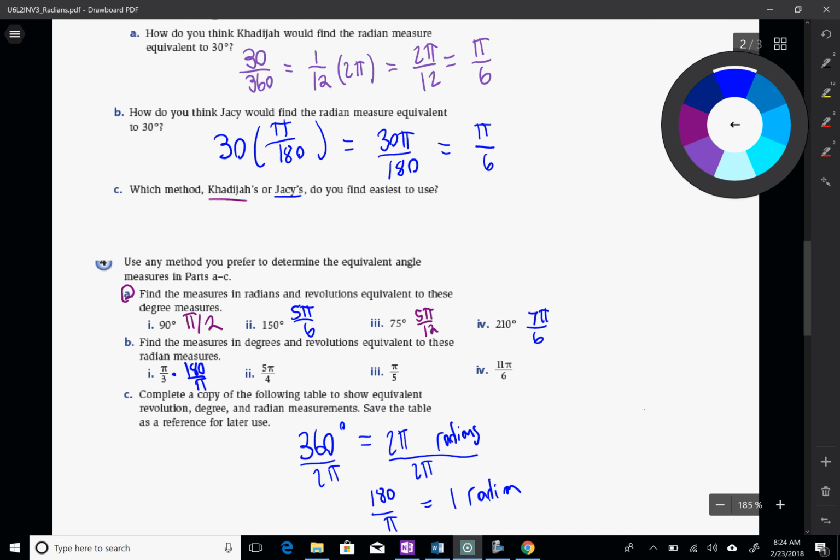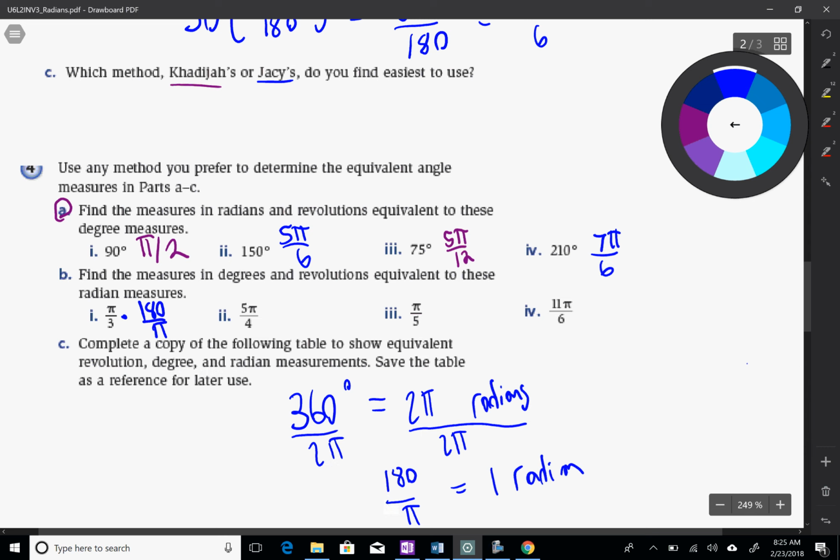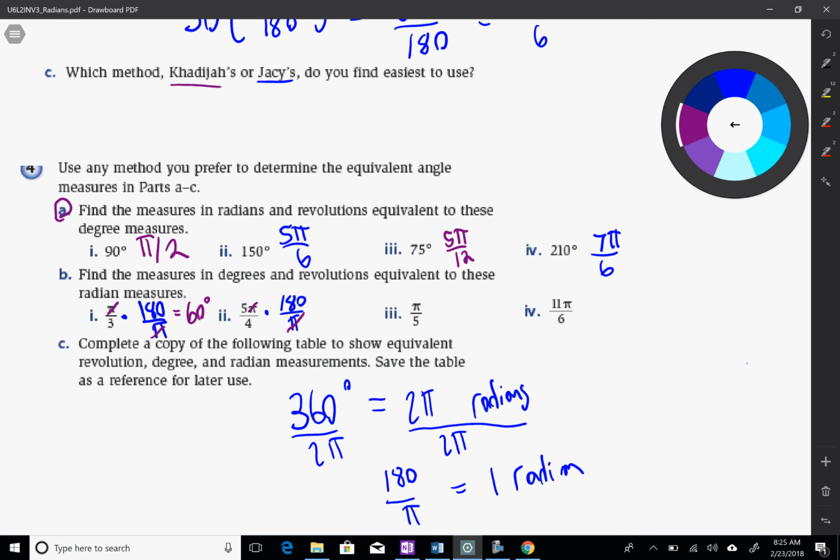So I'm going to zoom in for these. Just multiply by 180 over pi. So when I do that, pi's cancel out. 180 divided by 3 is 60 degrees. 5 pi over 4, I multiply by 180 over pi. Again, the pi's cancel out. And I have 5 times 180 divided by 4. 5 times 180 is 900, like you've seen the snowboarders do in the Winter Olympics, divided by 4 is 225. So that's 225 degrees.